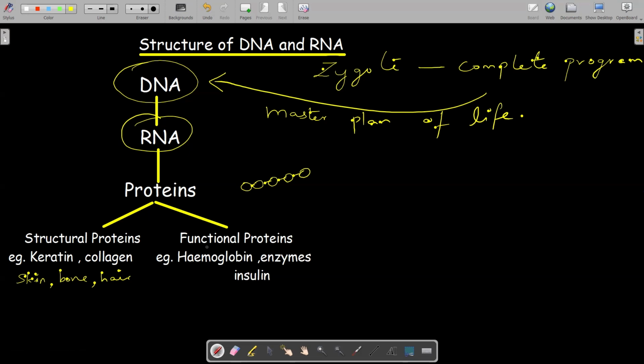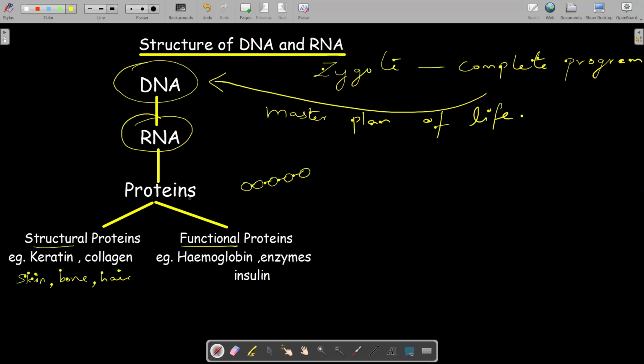So in a cell, the DNA expresses the RNA, and the RNA will make certain proteins, and these proteins will determine the structure and the functions of the cell. So it means that DNA determines the RNA, the RNA determines the type of protein that needs to be made, and these proteins determine what type of cell has to be made.